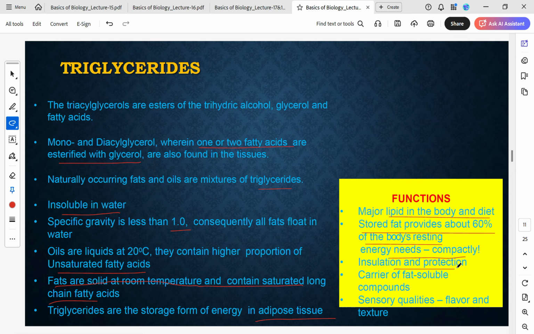Insulation, because of their melting points, they provide insulation and protection. They also carry various fat soluble compounds inside the body. They have sensory qualities such as flavor and texture.